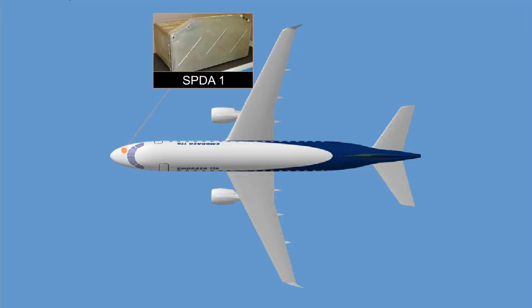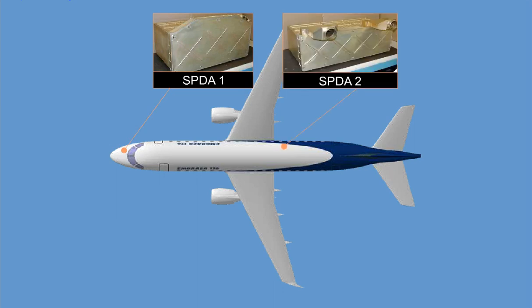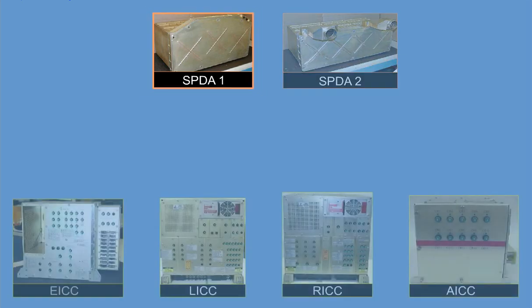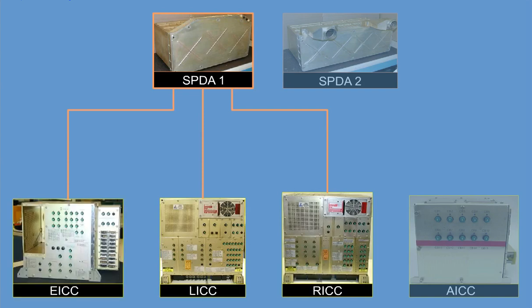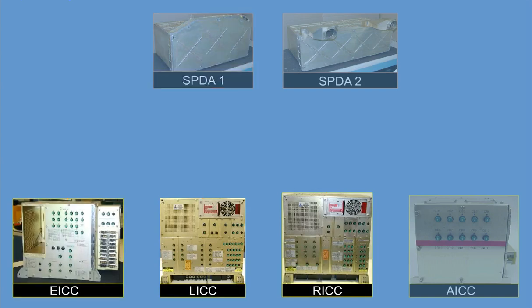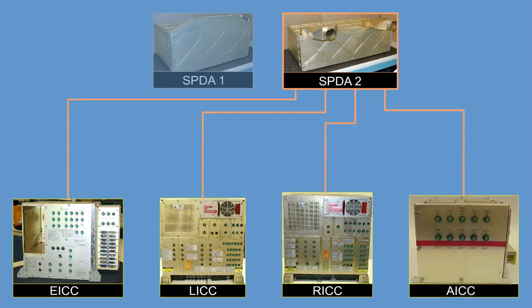Secondary Power Distribution Assembly SPDA1 is located in the forward avionics bay, and SPDA2 is located in the mid avionics bay. In the DC distribution system, SPDA1 provides secondary power control and monitoring of 3 integrated control centers: left, right, and essential. And SPDA2 provides secondary power control and monitoring of all 4 ICCs.